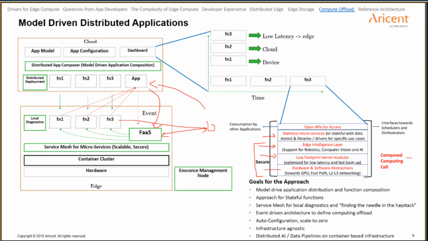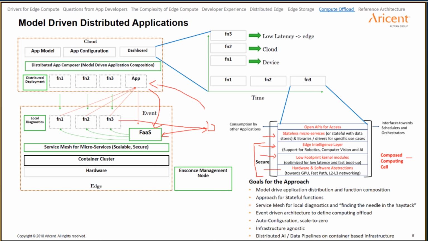You can define all of these different layers through models, through an approach for stateful functions, and actually avoid the problem of finding a needle in the haystack, because this function runs for, say, a few milliseconds and it goes away. Suppose it did something wrong. How do you actually diagnose that? I mean, it stayed alive for so little time. You don't even know what happened.